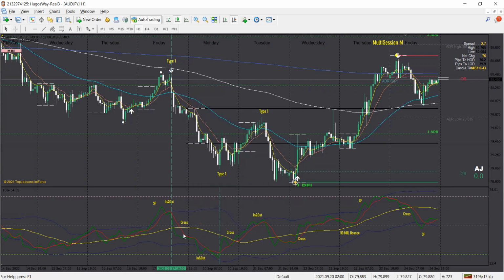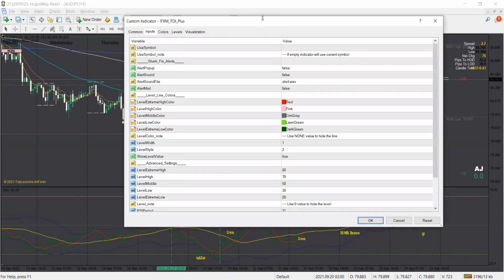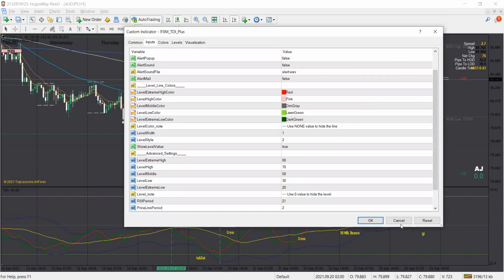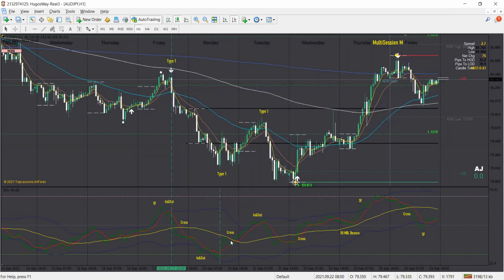So this indicator, let me just pop it open. I did not change the settings here. Here we go. As you can see, the settings for the extreme high is 80, then we have 70, we have the middle 50, and then we have 30 and 20. I did not change any of that. I kept it there. I know some people like to change it to make it go to 19 or maybe 78 or something like that, but personal preference. For me, this works out just fine.